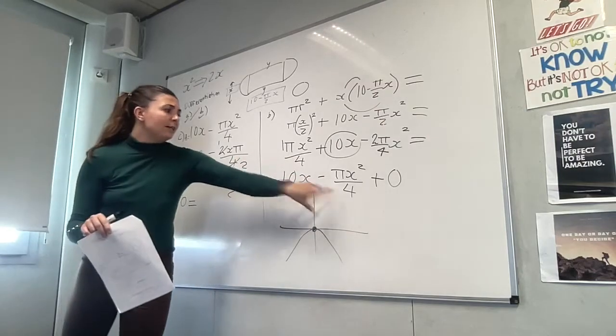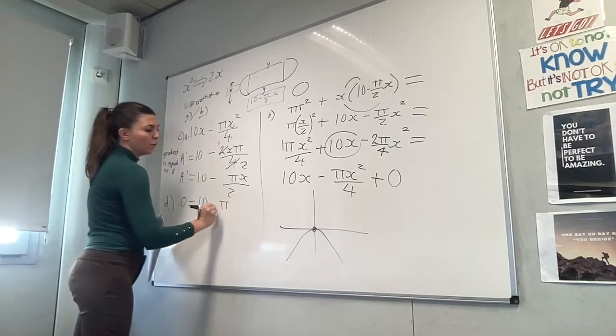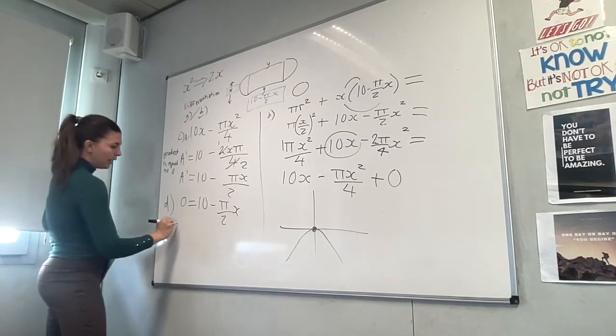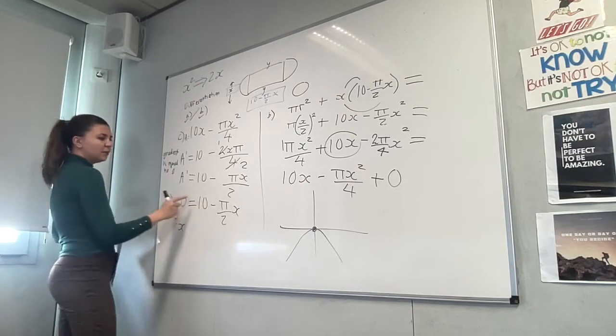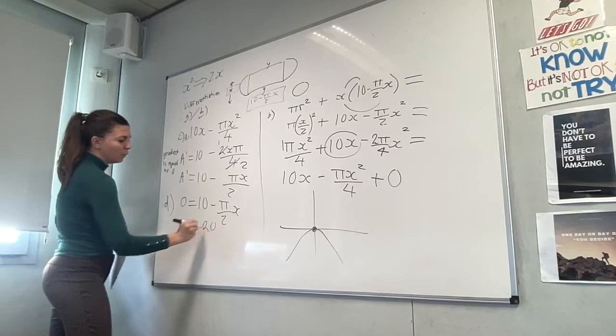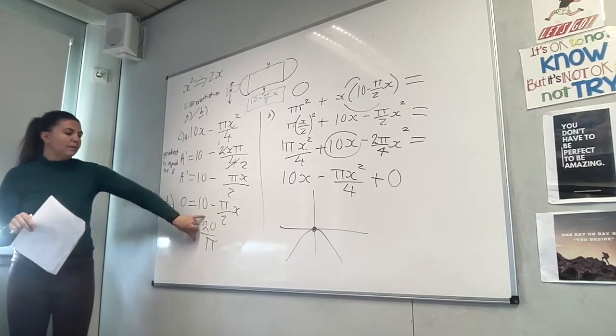This is a quadratic graph, so it will only have one solution. You set that equal to 0, you can solve it on your calculator, or you can just do it manually. If you're doing it manually, you're going to move this onto the other side so it becomes positive. Then you're going to flip it the other way so it becomes 20 over pi. In the exam, it said to leave your answer exact. So you should have left your answer like that.